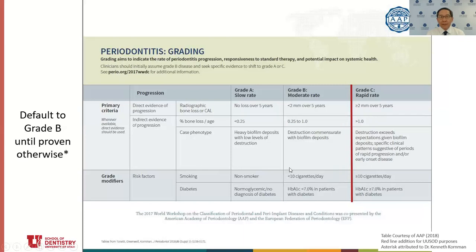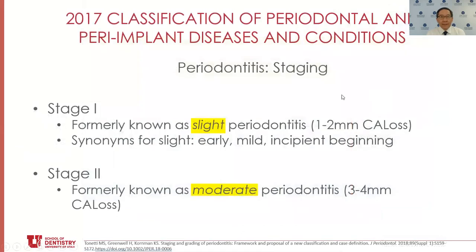So even though an individual may not smoke, they may not have any diabetic considerations, they are losing attachment very, very rapidly, and they would then be classified in the worst category, which would be grade C in that particular situation. So a little more definition for the stages.